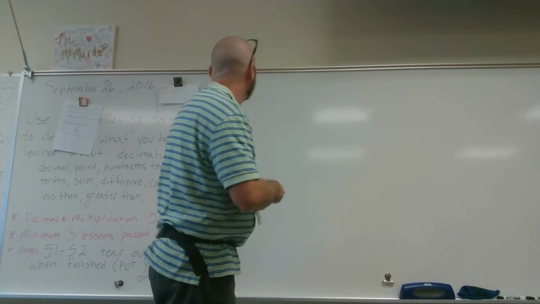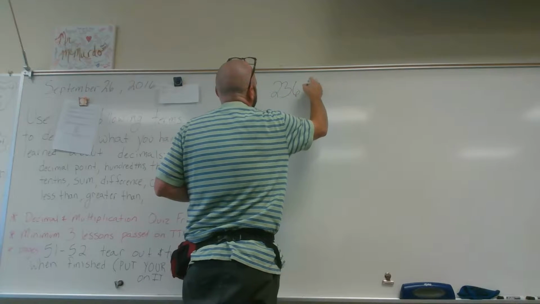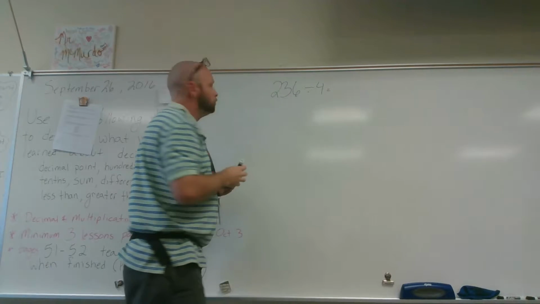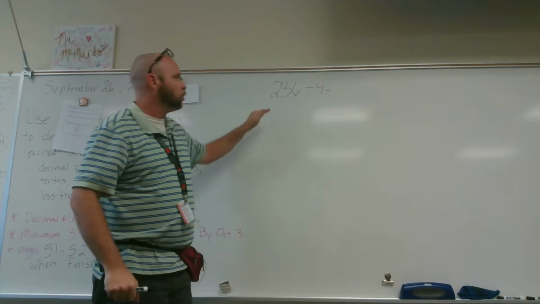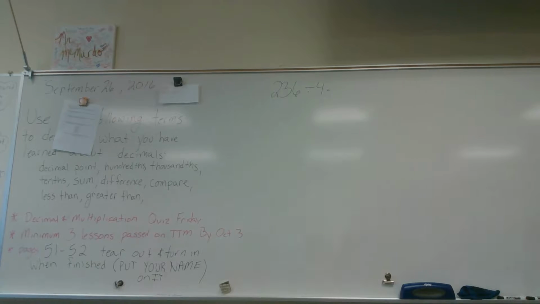The first problem we're going to do, we have 236 divided by 4. That is our equation. An equation is written vertically or horizontally.